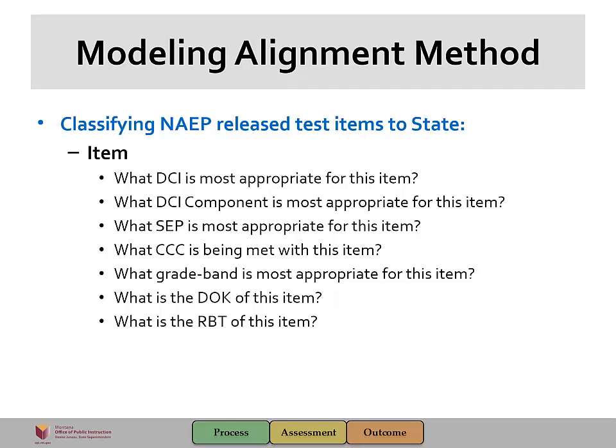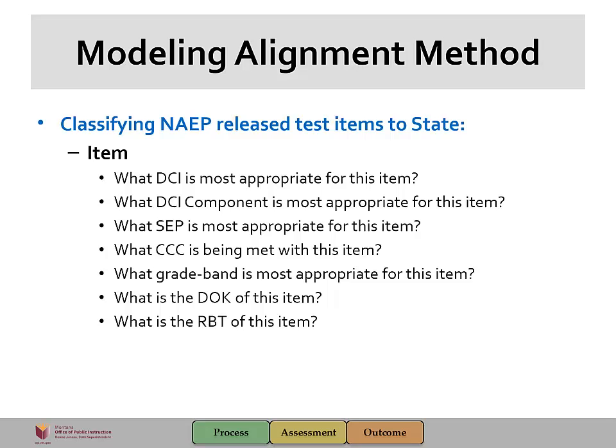Now we're going to model the alignment method used in POW instruction. So what we are really doing is classifying NAEP release items to the state standards. To align high-quality NAEP items to the Science K-12 framework, we need to have an in-depth and comprehensive understanding of the cognitive demands items require of students.